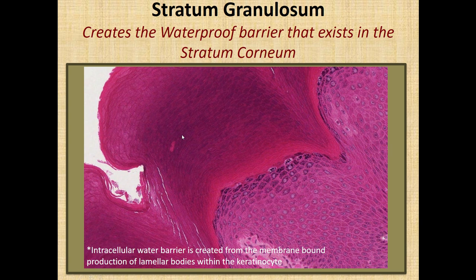And so here you can see scattered nuclei. The cells will undergo organelle extrusion, and that is very important for creating a lipid-rich extracellular environment that will become the water barrier of the skin. So it's a really important process that occurs here. And so that's the stratum granulosum.